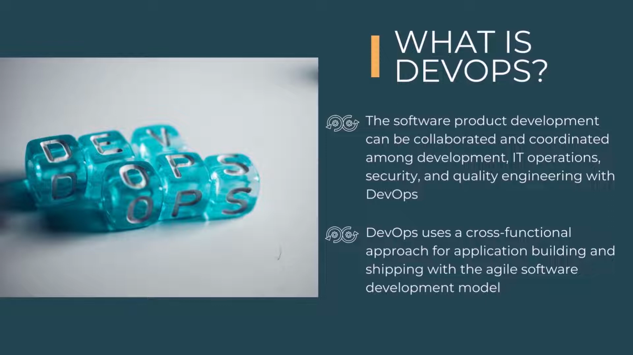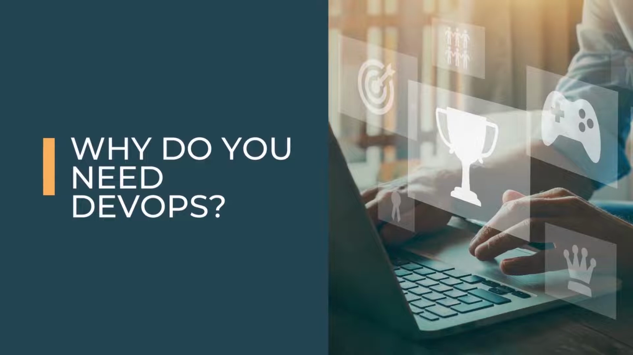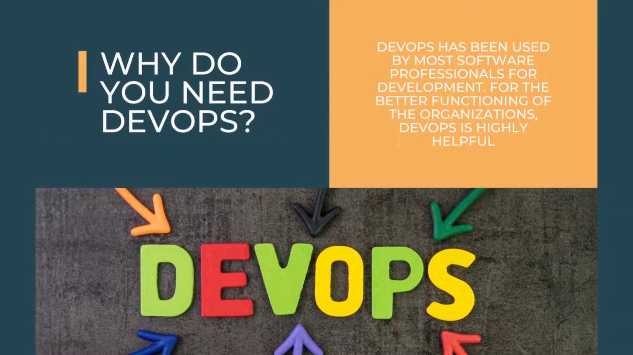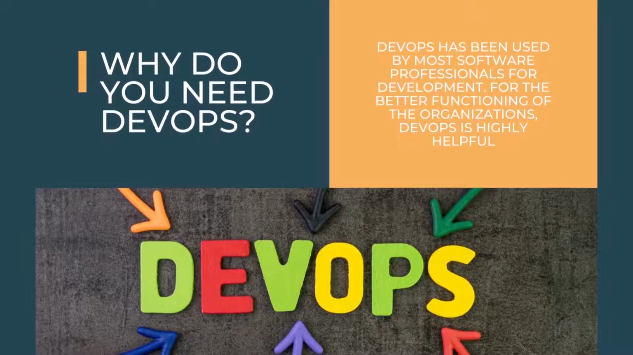Next, it is time to understand the need for DevOps. Why do we need DevOps? Apart from it being a trend, DevOps has been used by most software professionals for development. For the better functioning of the organizations, DevOps is highly helpful. The old and traditional models like the waterfall model lack speed of development and delivery. The main reason here is that there is no connection between the teams in an organization.